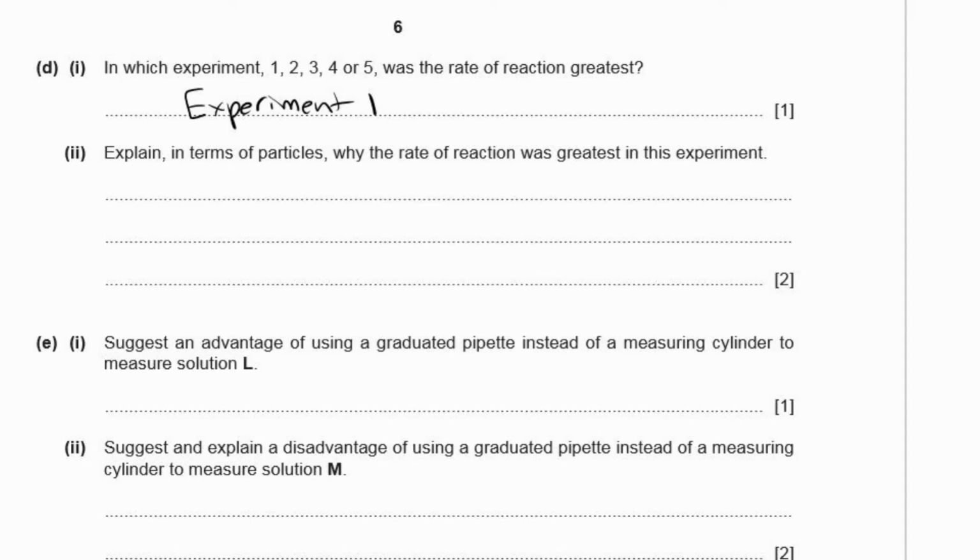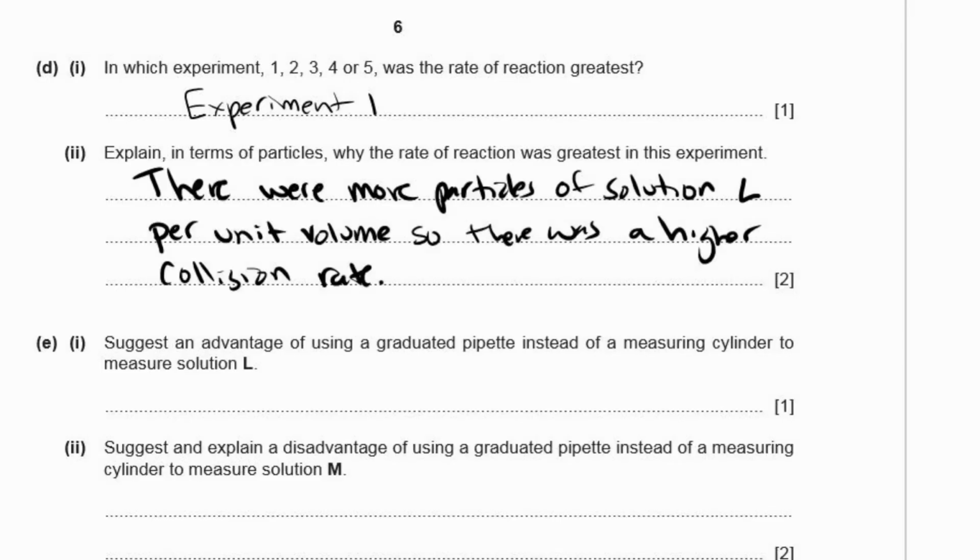Good. 2. Explain in terms of particles why the rate of reaction was greatest in this experiment. Okay, so particles, basically in the first experiment there were more particles of solution per volume, and so that means that the collision rate was faster. There were more particles of solution L per unit volume, so there was a higher collision rate. They say in terms of particles, and they want to know the collision rate. Because anytime they talk about particles, they want to know about the rate of collisions or effective collisions.